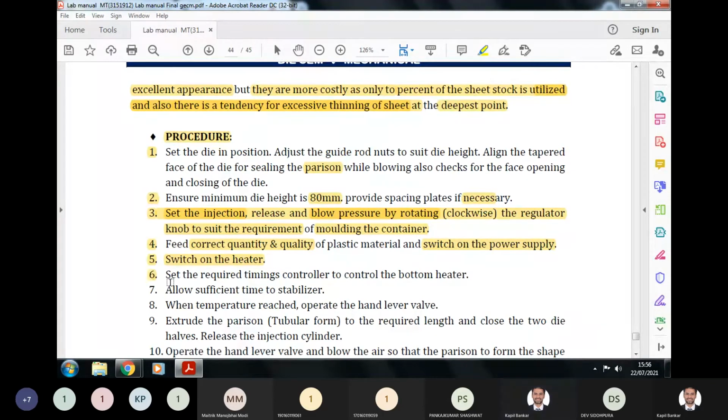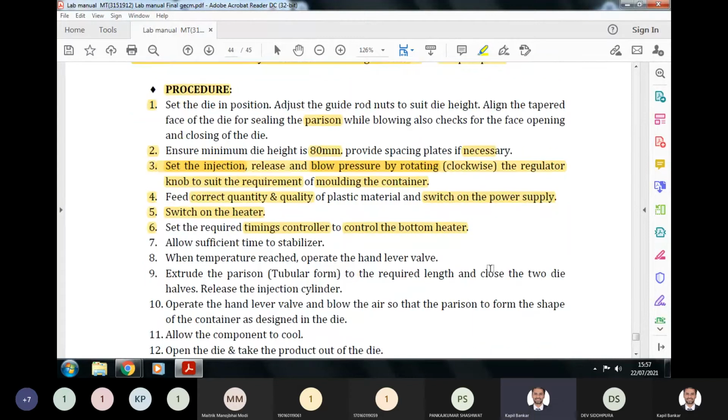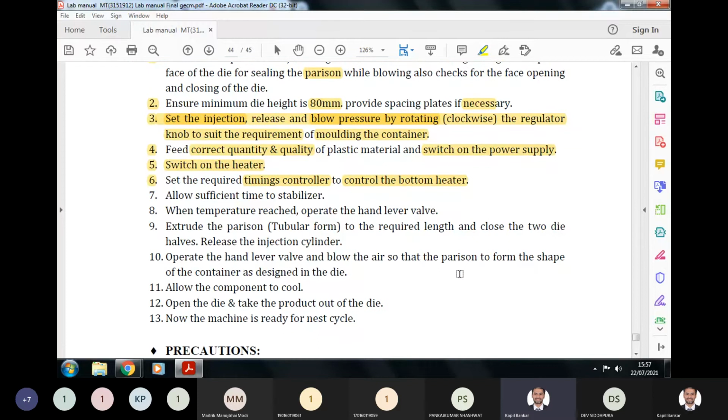Now step number 6. So extruder machine is a main part of this particular process. So set the required timing control to control the bottom heater. Okay, so you must have to set the time for heater also. Then step number 7, allow sufficient time to stabilize.